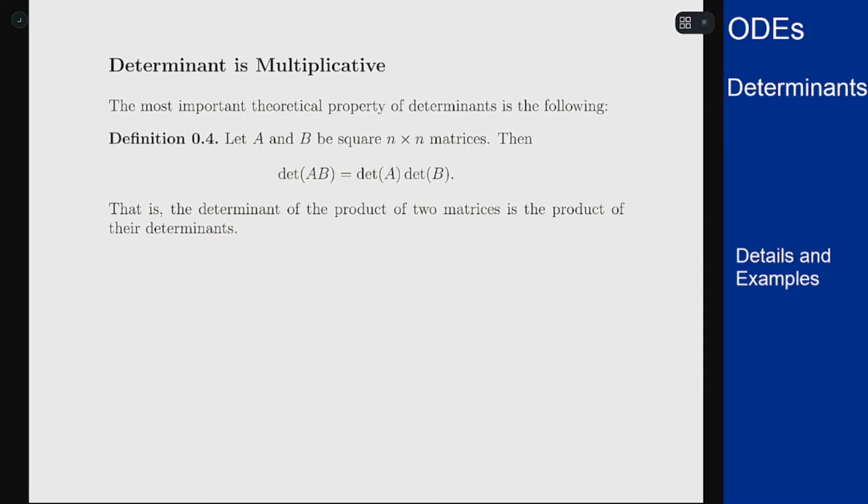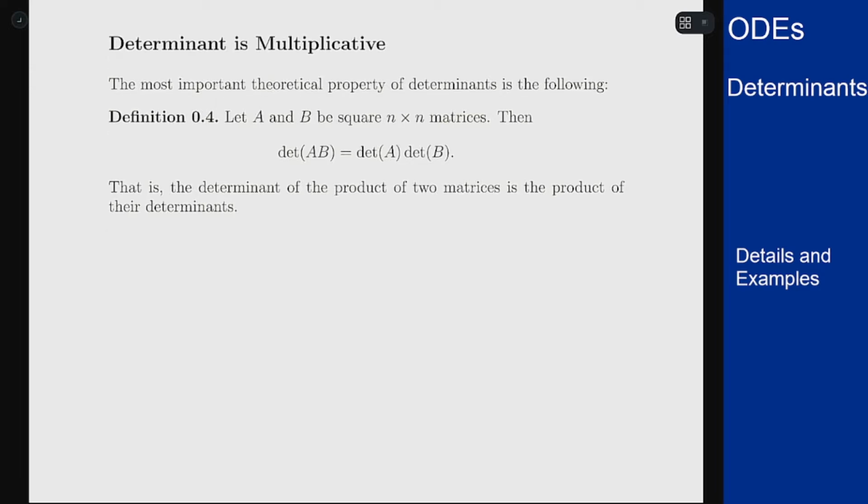In this video, we'll talk about the other super important property of the determinant, and that's that it's multiplicative. So the result here is the following. If I have A and B, two square n by n matrices, then the determinant of A times B is the determinant of A times the determinant of B. So if I multiply two matrices together, then take the determinant, that's the same as if I took the determinants separately and multiplied them over here.